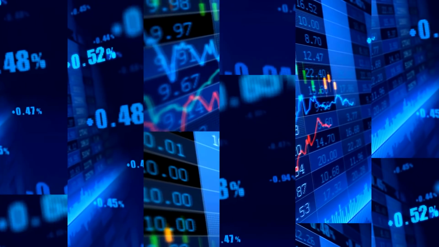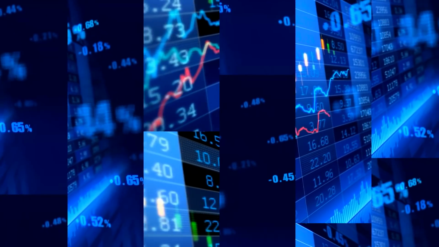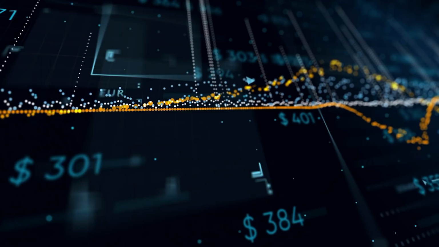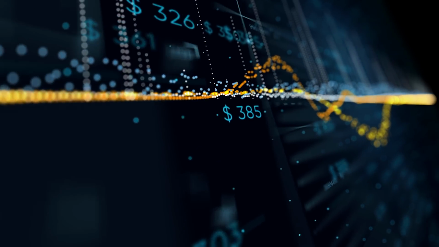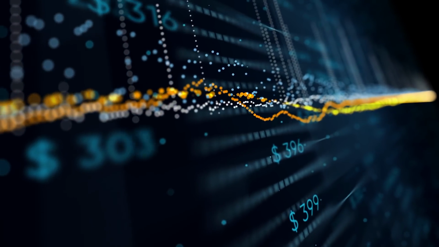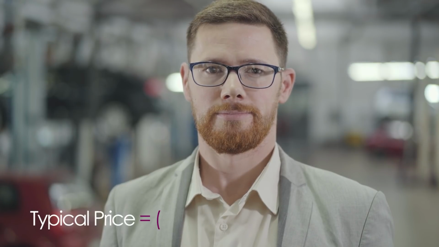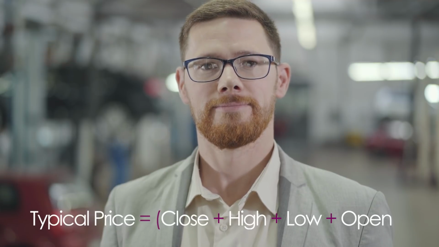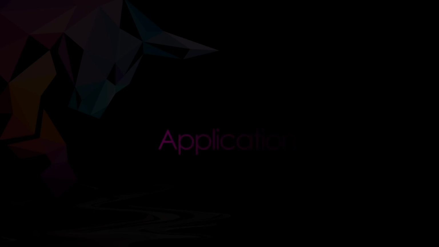TWAP is actually similar to the VWAP tool, except that it lacks the volume module. Since it doesn't bother about the volume, TWAP is very easy to obtain. All you need is to get the price of each period bar, which you can do with the help of the following equation. Typical price equals (closing price + high price + low price + open price) / 4.